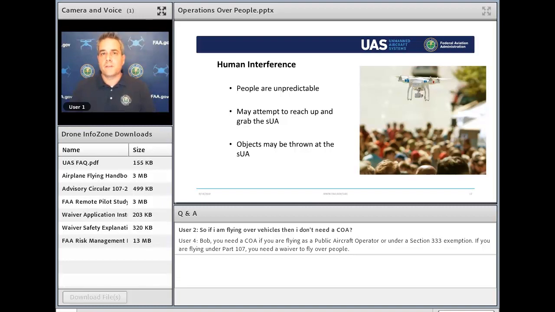What about human interference? When we're flying in rural areas, not over people, we don't really have to worry about human interference. Sure, there might be a person that may come into our area of operation that we weren't planning on, but we developed contingencies to avoid them.